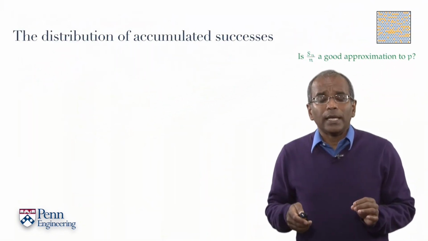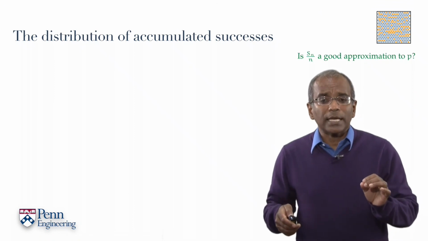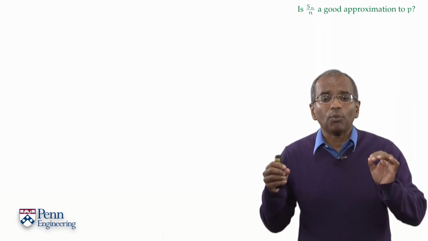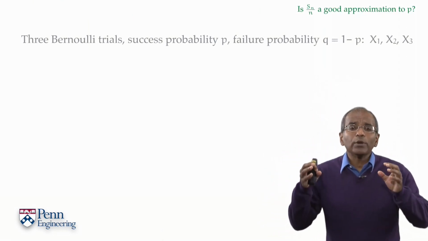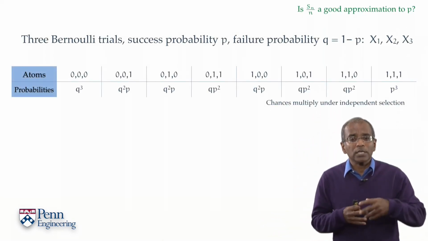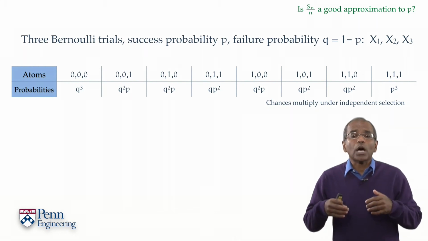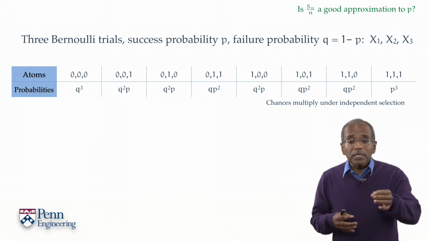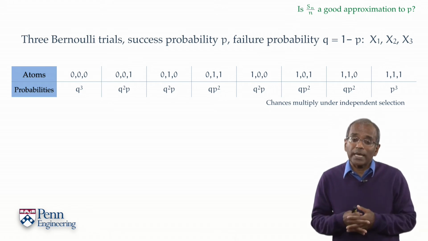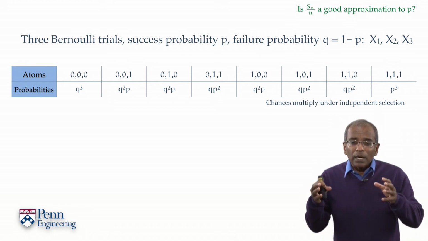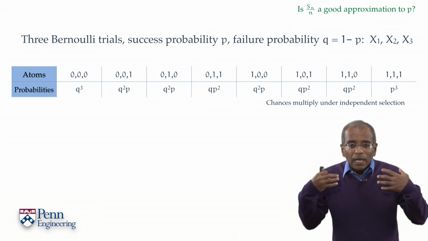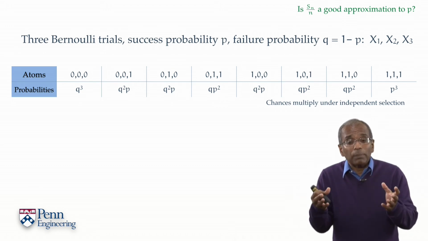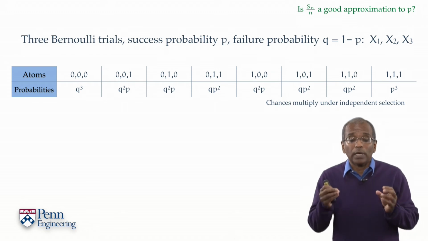Let us begin by looking at a setting where we have a sample of size 3. In other words, we look at 3 Bernoulli trials, 3 coin flips, whose outcomes are x1, x2, and x3. The coin has a bias p towards success, but p is fixed, but at the back of our mind we keep in mind that in the polling application p is not known a priori.